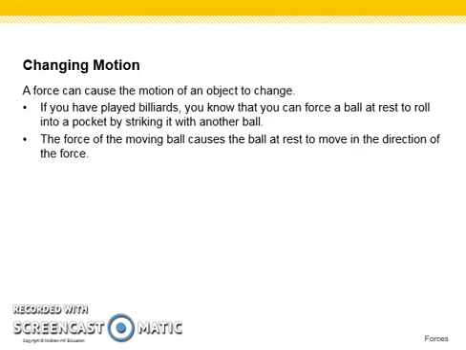Our first subtitle will be changing motion. A force can cause the motion of an object to change. So write that down. Let's just talk for a minute. If you have played billiards, pool, you know that you can force a ball at rest to roll into a pocket by striking it with another ball. The force of the moving ball causes the ball at rest to move in the direction of the force.